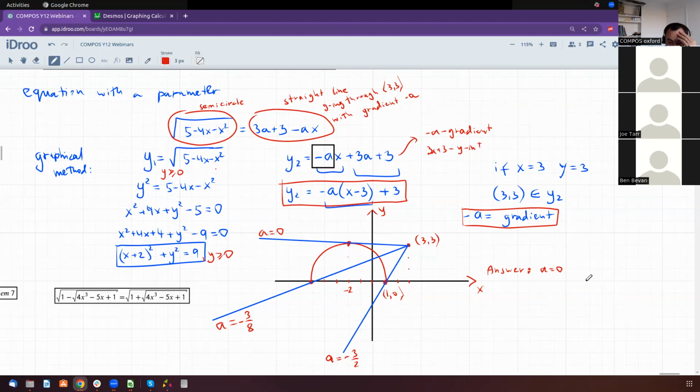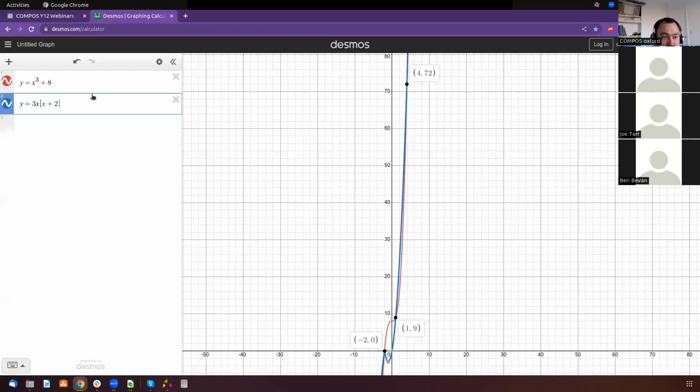So the answer is a is equal to 0, or a is between minus 3 over 8 and minus 3 over 2. Minus 3 over 2 inclusive and minus 3 over 8 non-inclusive, because at minus 3 over 8, it has 2 points of intersection. So let's be a bit more dramatic. Let's have a look here.